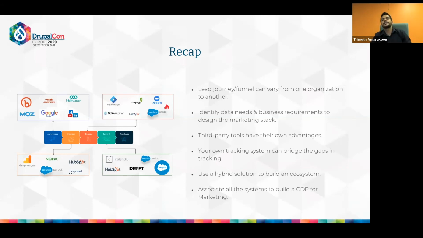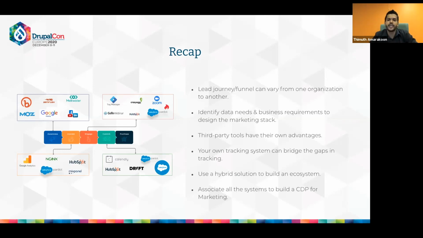And identifying the data needs and the business requirements will be crucial to design your marketing stack, so you won't end up with multiple or repetitive tools which can do the same thing. In this diagram, this is just an example. For example, it has HubSpot and Pardot in the interest stage. Both are marketing automation systems. You don't have to use duplicate systems, or multiple systems to do the same thing, which you can identify if you go through your business requirements and the data needs.